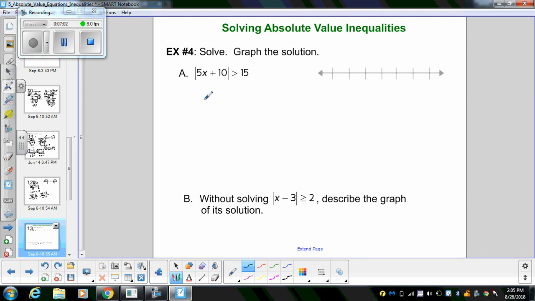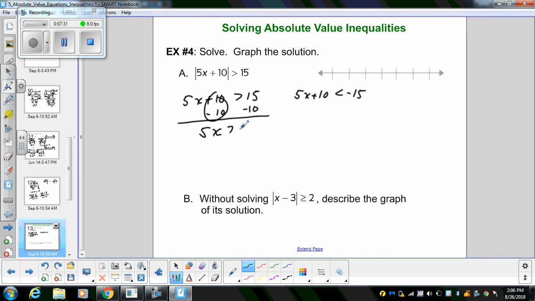Alright, so it says solve and graph the solution. So I'm going to form both of my equations. That gives me 5x plus 10 is greater than 15, and 5x plus 10 is less than -15. To get rid of my constant, I need to subtract 10. 15 minus 10 gives me 5. And then I'm going to divide both sides by 5. That gives me x is greater than 1.